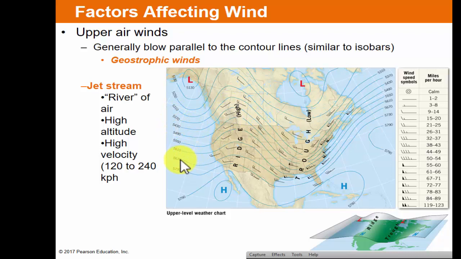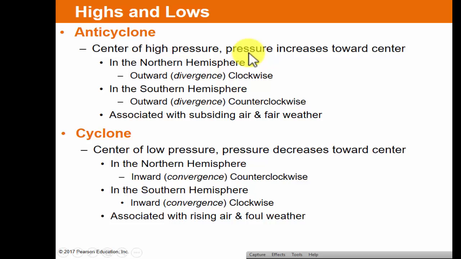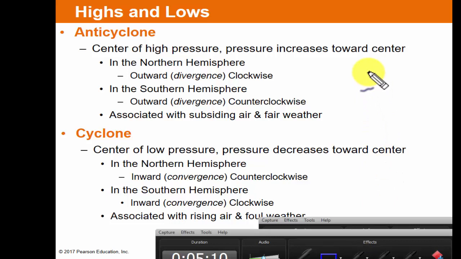anticyclonically or clockwise around high pressure, and cyclonically or counterclockwise around low pressure. So an anticyclone is the center of high pressure. Pressure increases toward the center. A cyclone, a center of low pressure, pressure decreases toward the center. And again, what that looks like, if we have our high here, and we have our low here, our wind is going to blow outward and clockwise around high pressure.